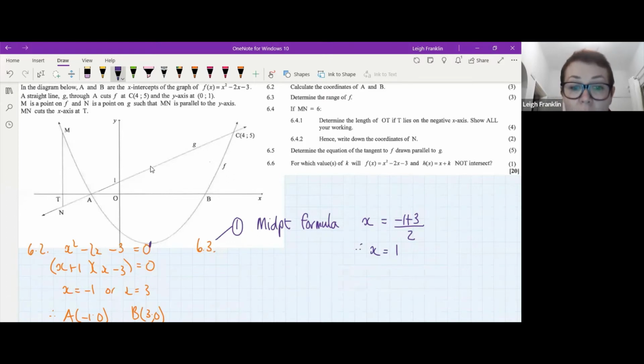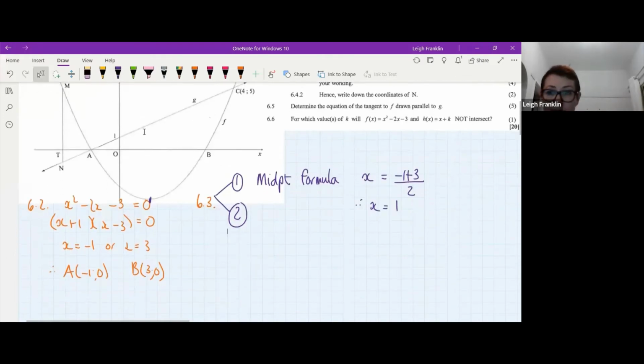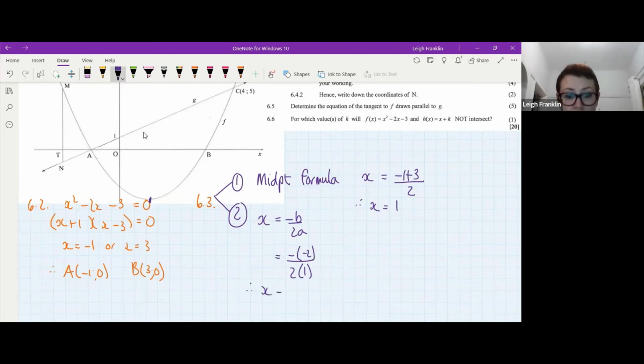Okay, the second way that you could do this is to use that formula from grade 11. Do you remember the formula x equals -b over 2a? In this case, you would have ended up with that over 2 times 1, and you would have also got x is equal to 1.